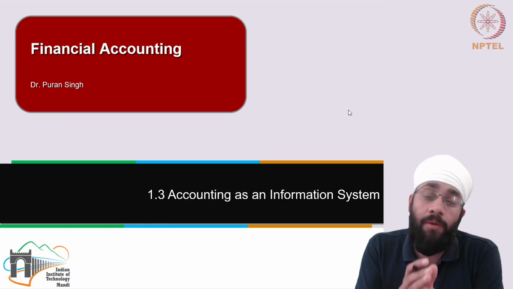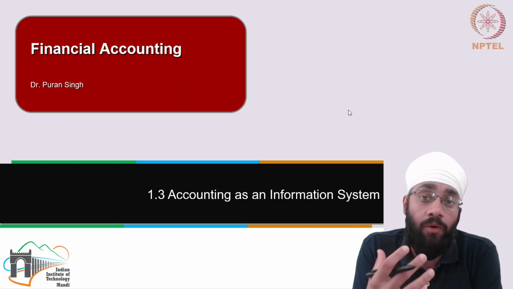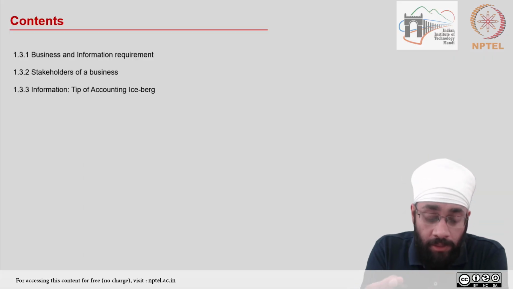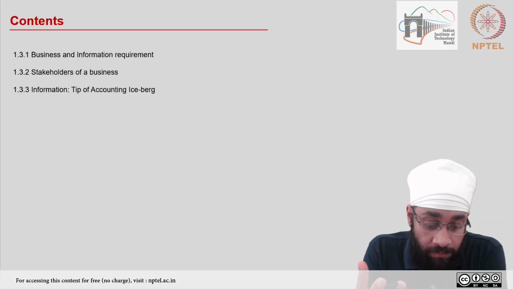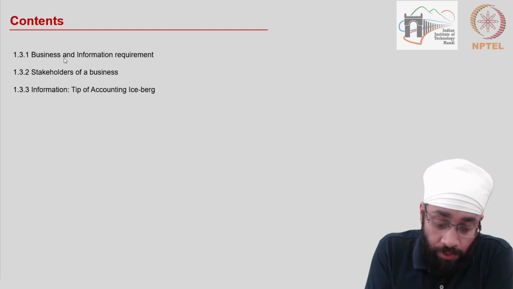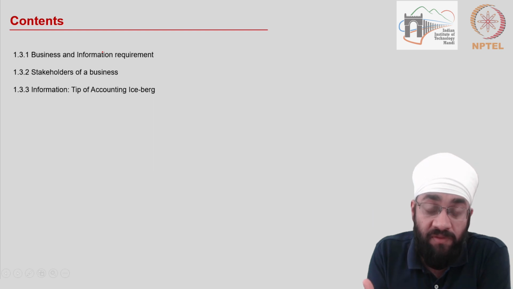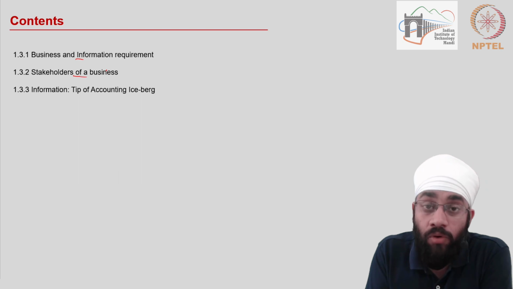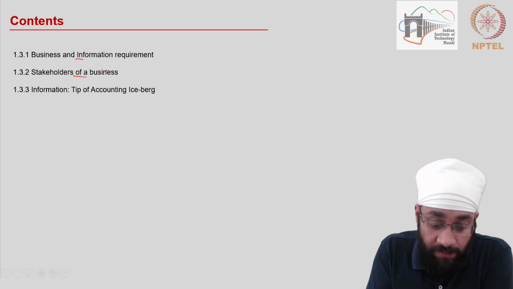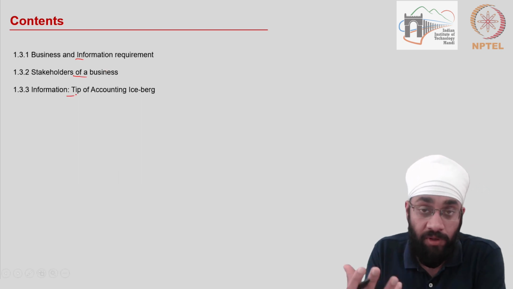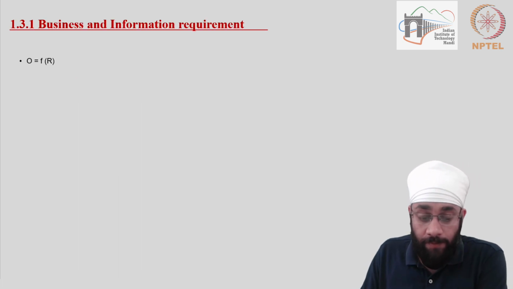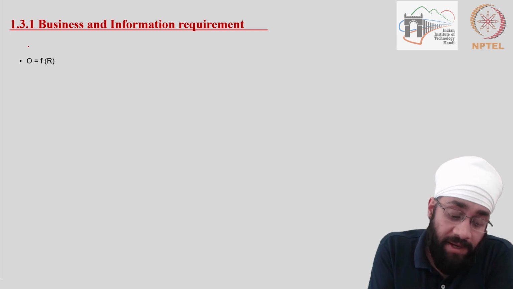In this video, we are going to talk about financial accounting and how it works as an information system for the business. There are three basic sections in this video. We're going to talk about how the requirement of information in the various forms of businesses increases. We're going to talk about the stakeholders in a company form of business, and then how accounting works as an information system.